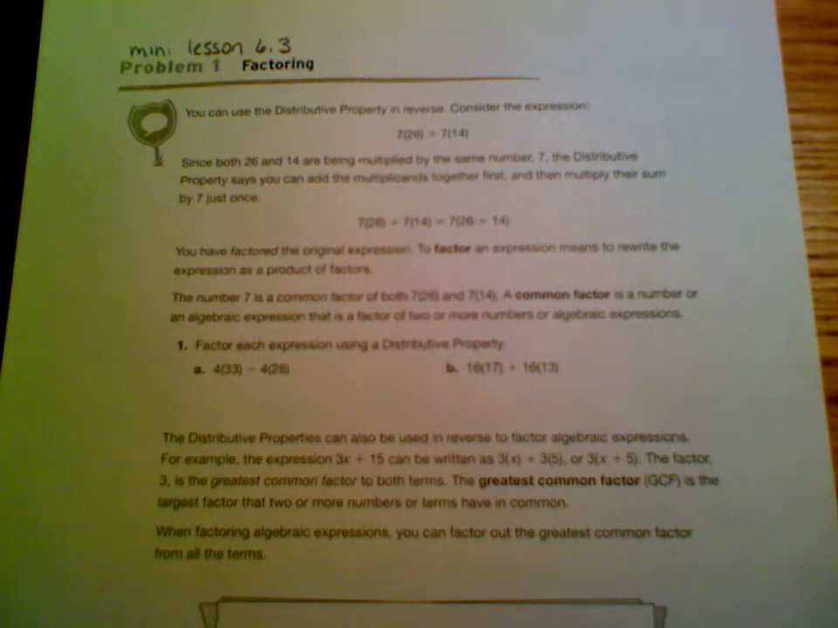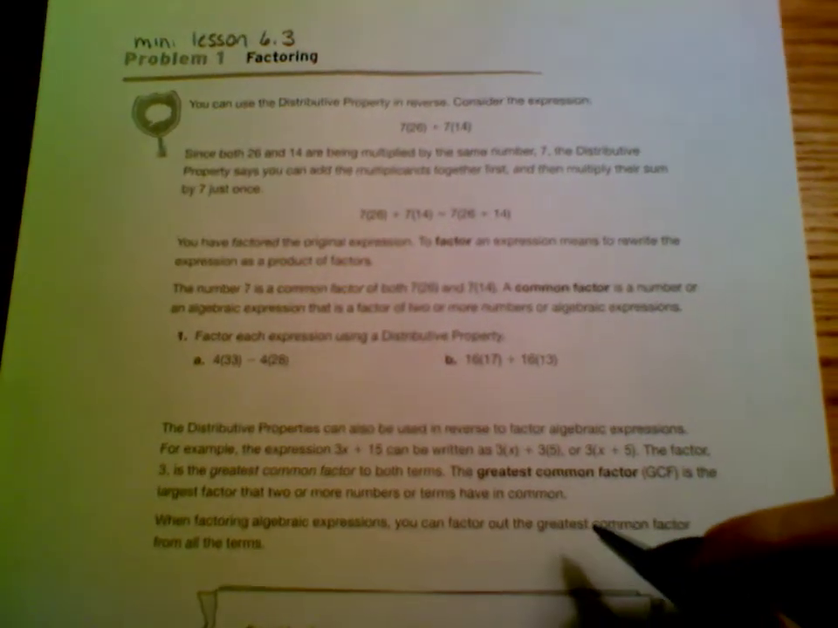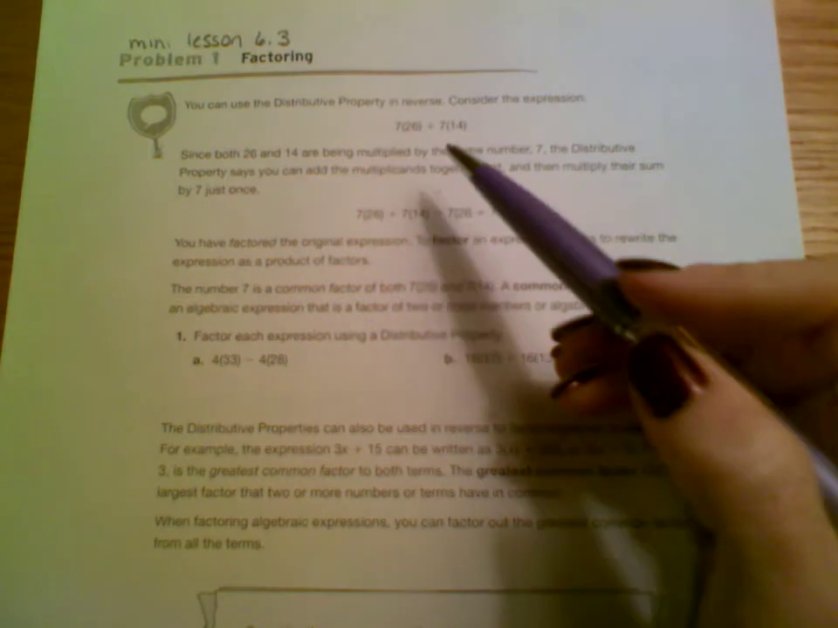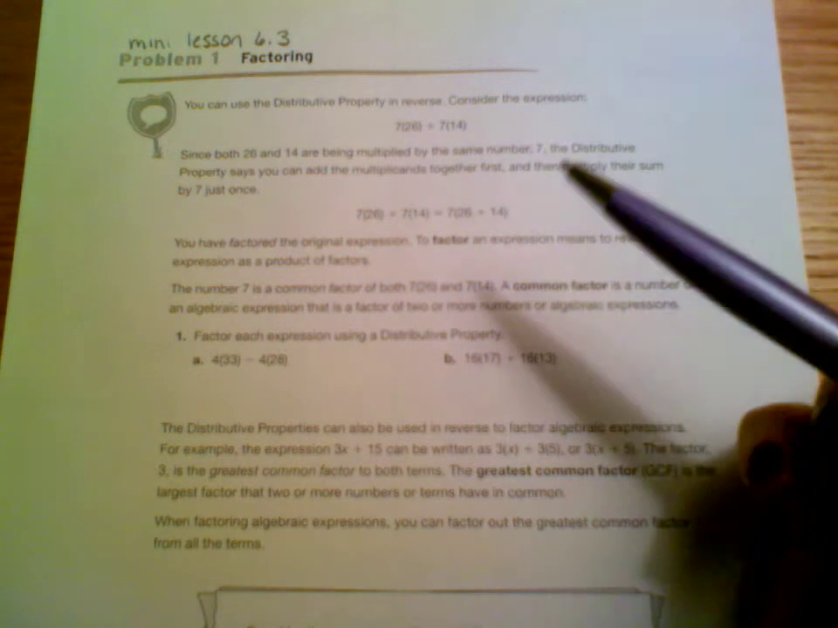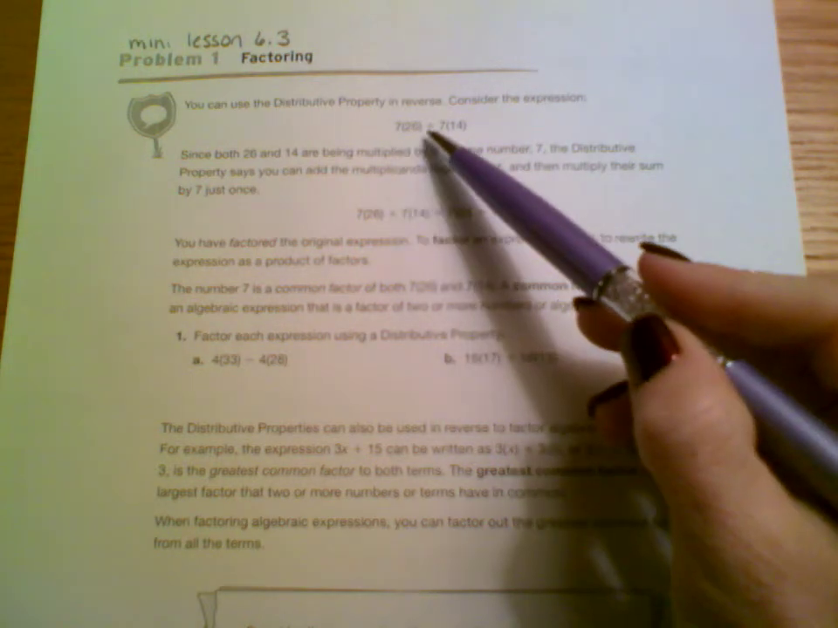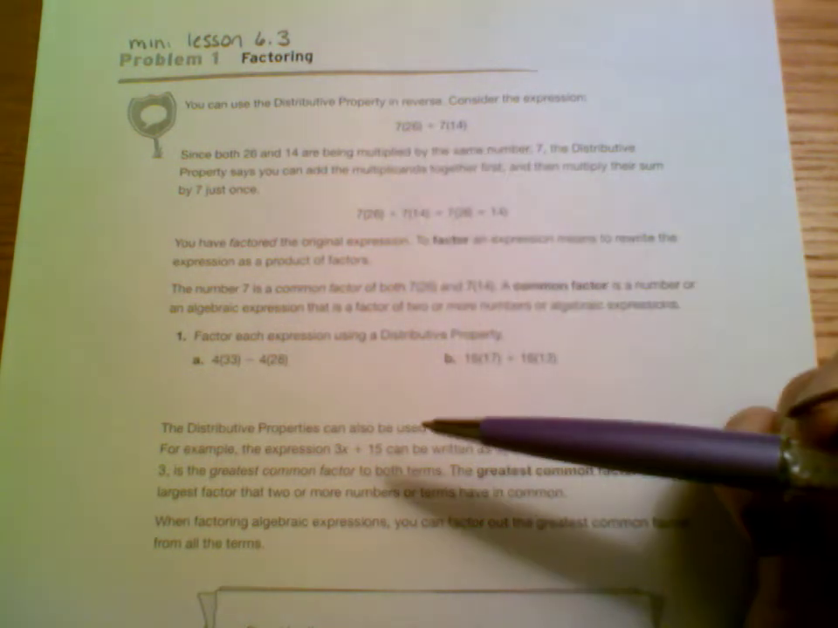This is the 6.3 mini lesson. Problem 1 is on factoring. So you can use the distributive property in reverse. So consider this expression, 7 times 26 plus 7 times 14.